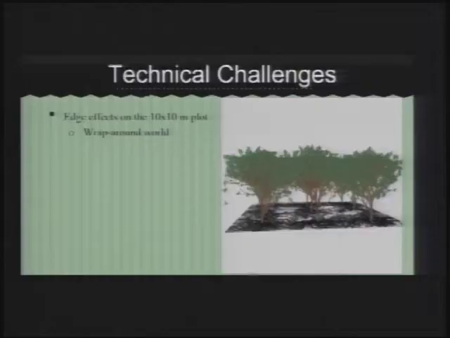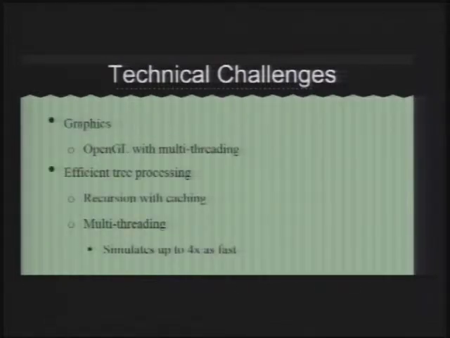As you can see in the picture, when a branch goes off one side of the world, it will come in on the other side. This essentially allows us to model a small plot within an infinite forest, which is very useful in the applications we'll talk about later. The next technical challenge was graphics and efficient tree processing.